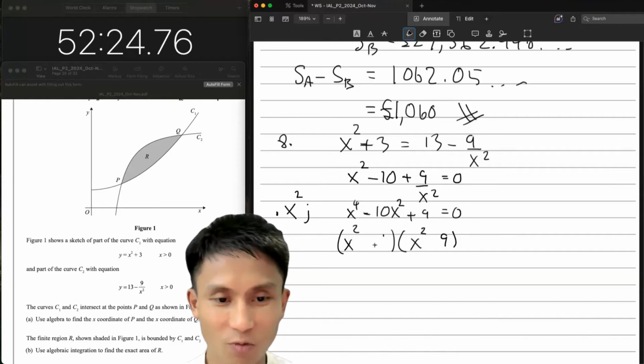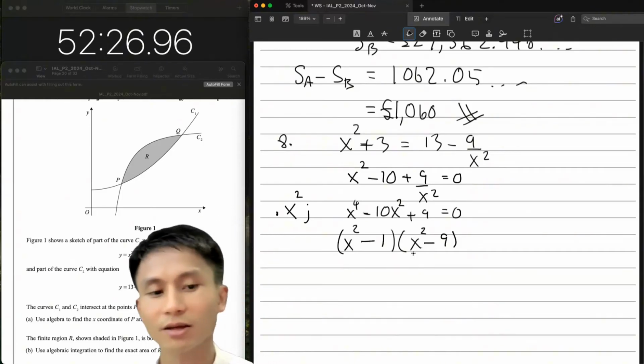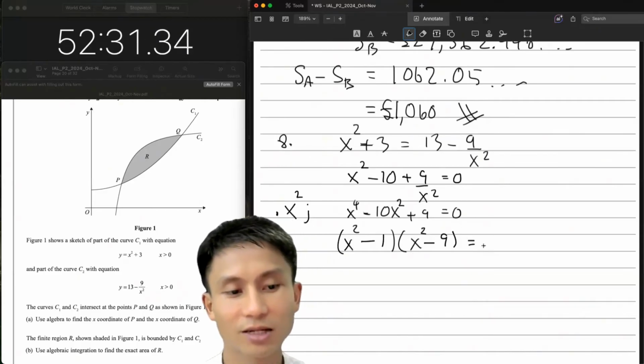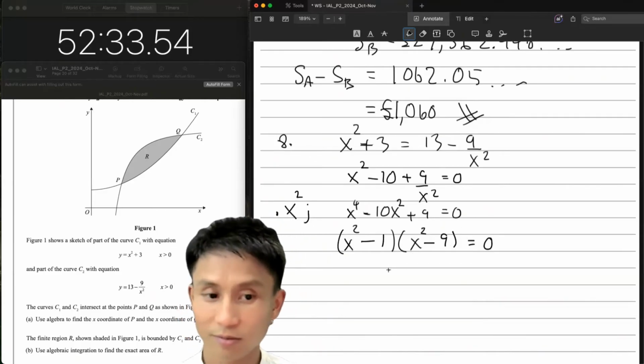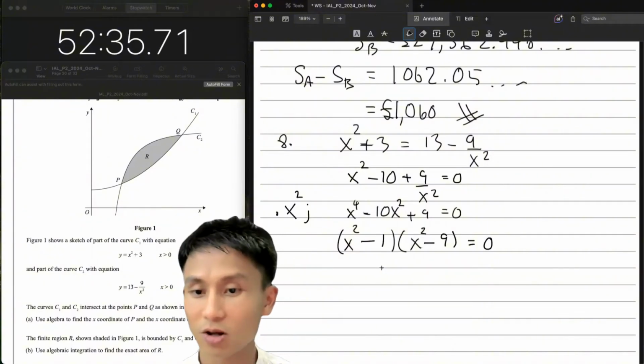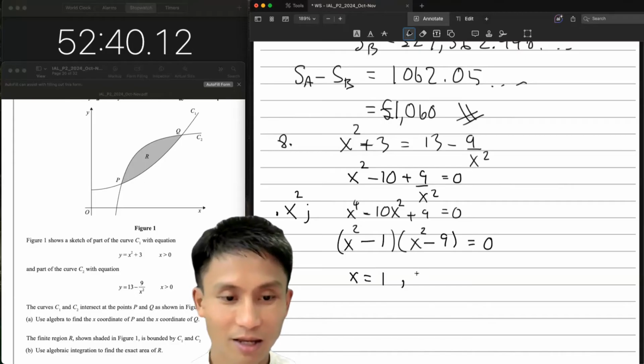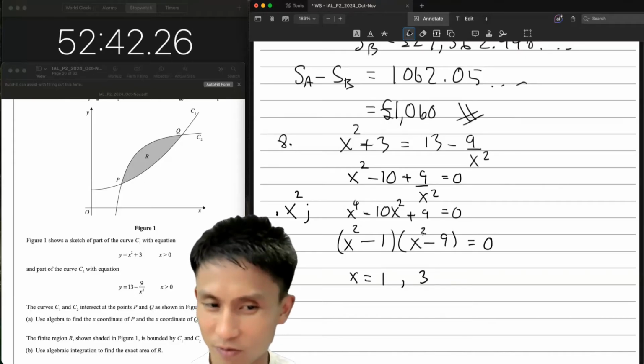So see if I can factorize this. I think I get 9 and 1 there. Yeah, so I get minus 10 in the middle, and 9 for the last term, still equals 0. Because all of the x's should be greater than 0, we have x equals 1 from that, and x equals 3 from that, right?